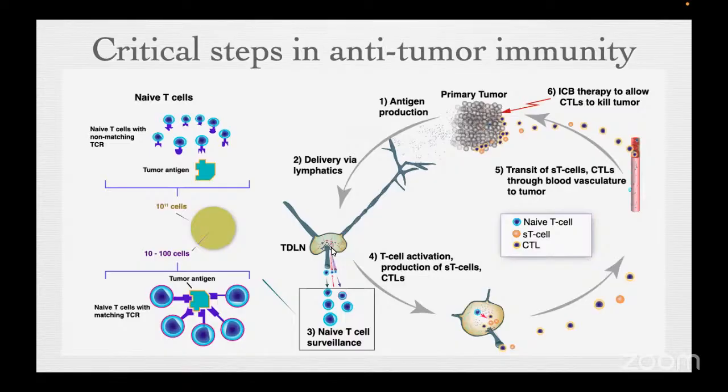If they find a match, they proliferate, and there are 500 of these lymph nodes, by the way, so they go one at a time. If they find a match, they become activated and proliferate, and then they go back to the systemic circulation looking for the source of the antigen. And if they can find the tumor in this case, they can come out and start to kill it.